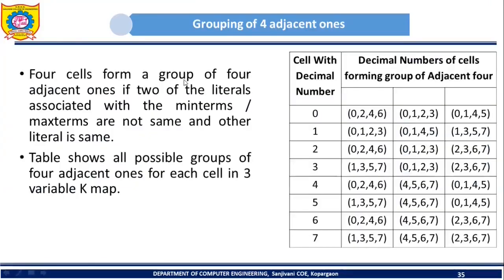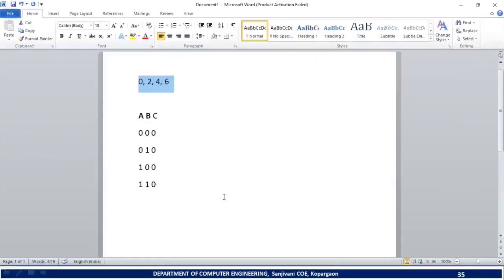Now let's take one more example. Consider this group. It contains cells 1, 3, 5, 7. This group is also possible. Why is it possible? Let's verify it. Suppose we have variables ABC. What will be the input combination that corresponds to cell number 1? Yes, it will be 0 0 1. For 3 it will be 0 1 1. Then for 5 it is 1 0 1. And for 7 it will be 1 1 1.